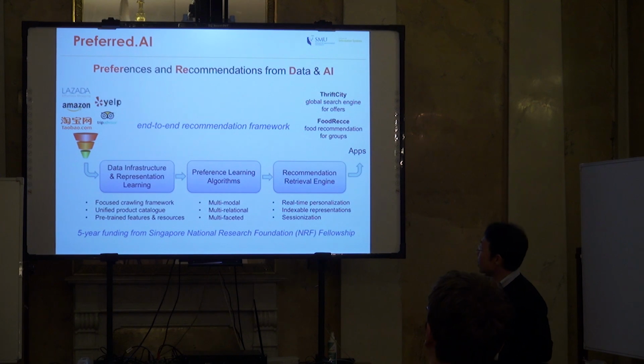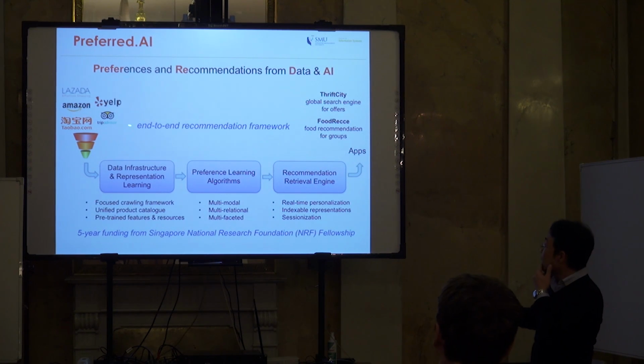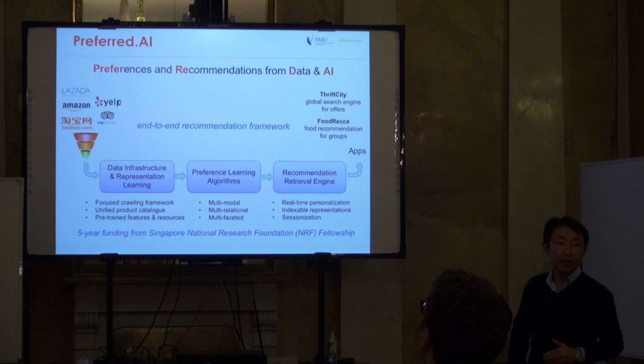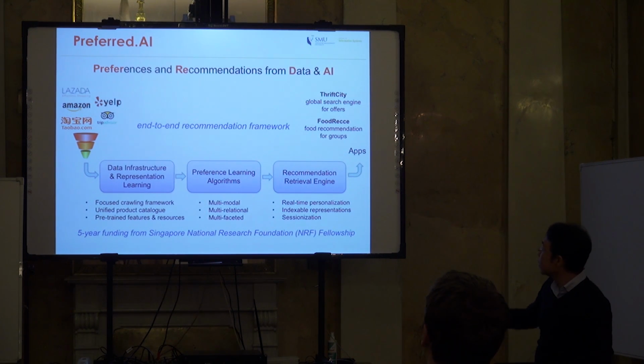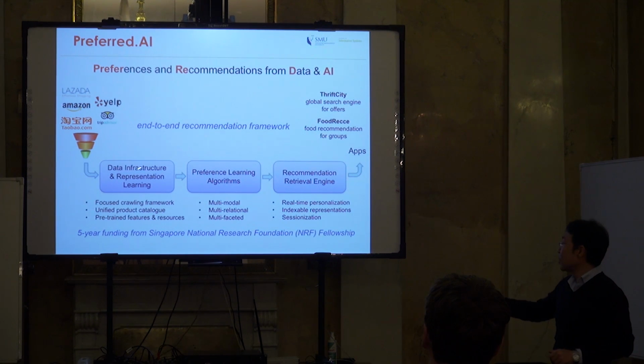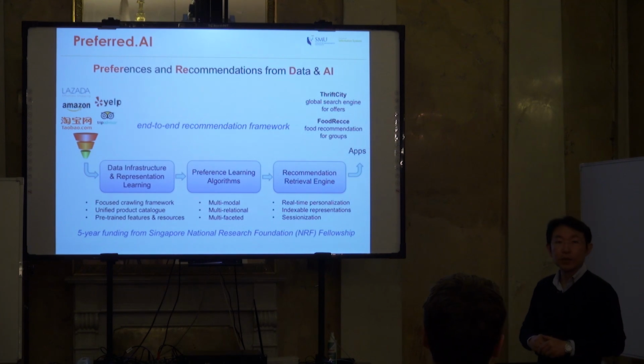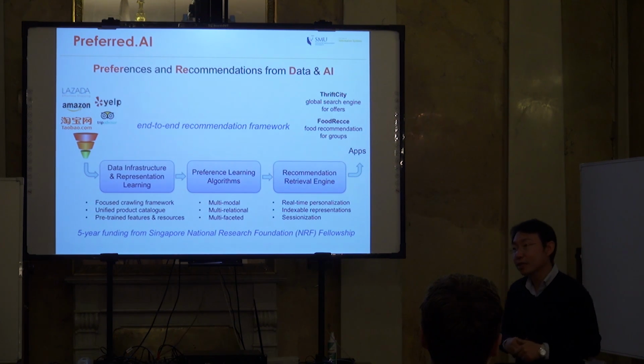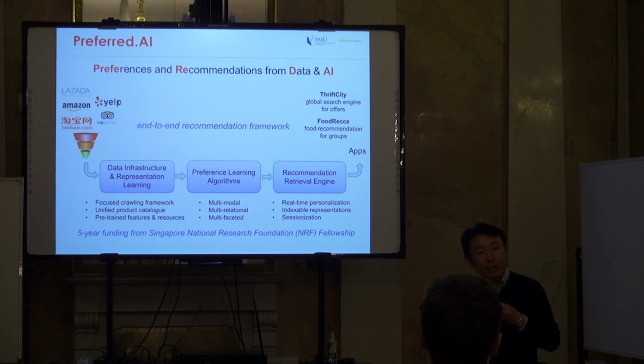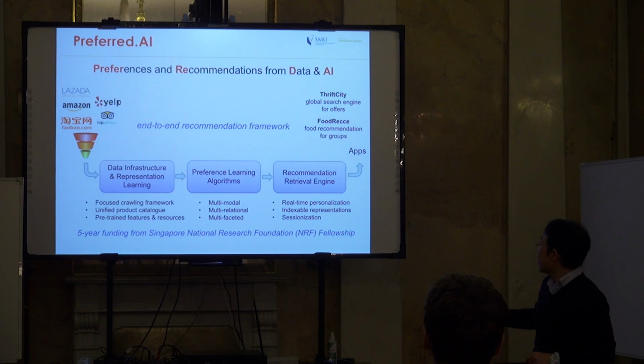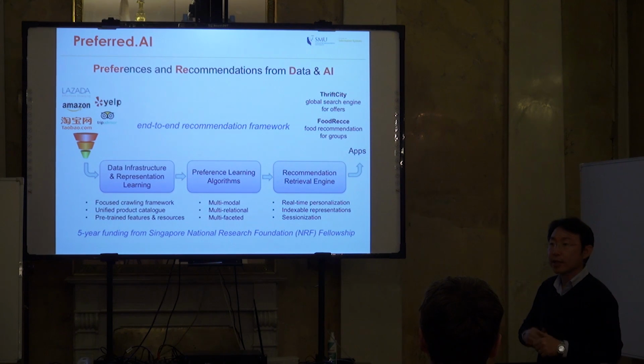Now, this project is called preferred.ai, and it stands for Preferences and Recommendations from Data and AI. The project aims to build an end-to-end recommendation framework, meaning that it goes from the source of the data all the way to the actual recommendation applications. There are essentially three main parts to the key engines. The first part is what we call data infrastructure and representation learning. This is to do with collecting the data and, more importantly, extracting features from the data that reveal something about the user preferences. The second part is the algorithm to do the recommendations. These are the algorithms that learn something about the user preferences and then try to personalize the recommendations.